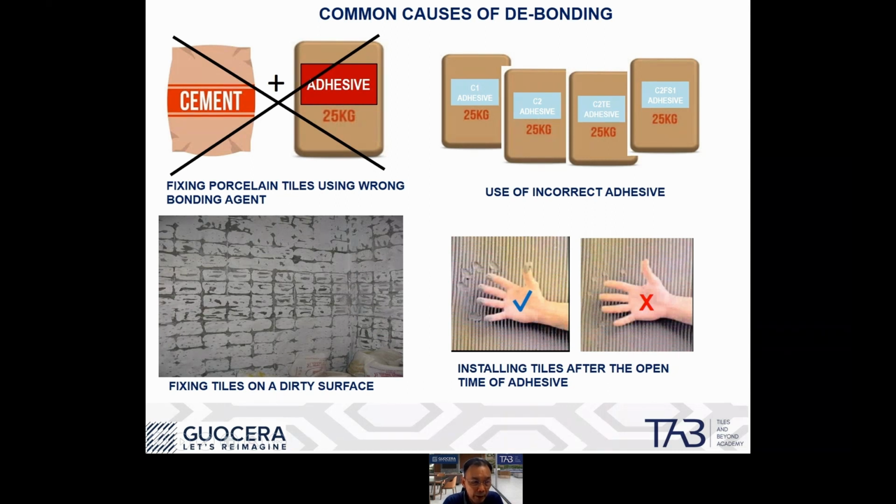Now, I'm going to cover the common causes of hollowness and debonding. Whenever there is a hollowness issue or a debonding issue, this problem can be caused by one or more of the following reasons, which I'm going to talk about.